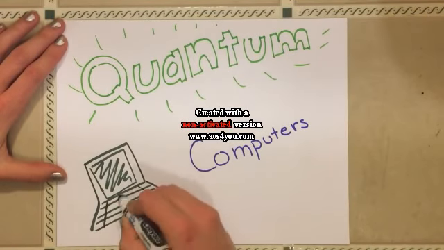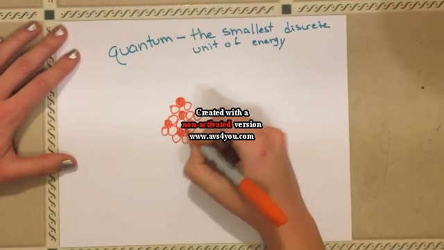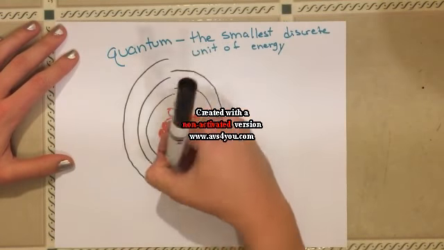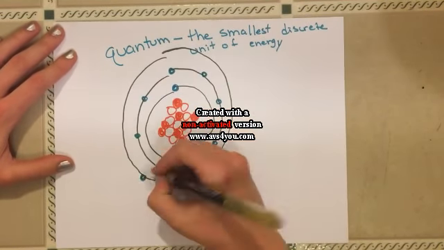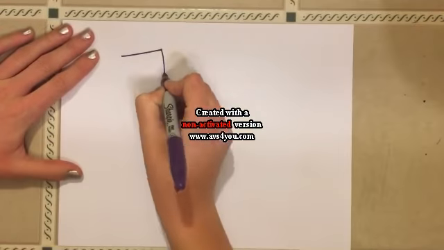Let's break it down. What is a quantum? A quantum is a unit of energy, specifically the smallest discrete unit of energy. For instance, quantized radiation exists as a whole number of quanta. But what does it have to do with computers?